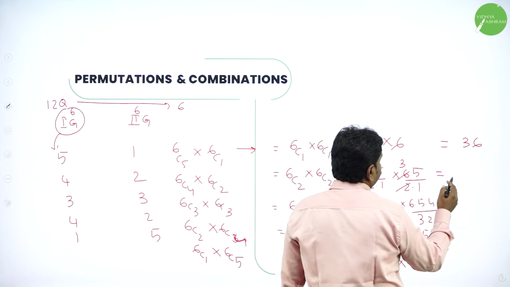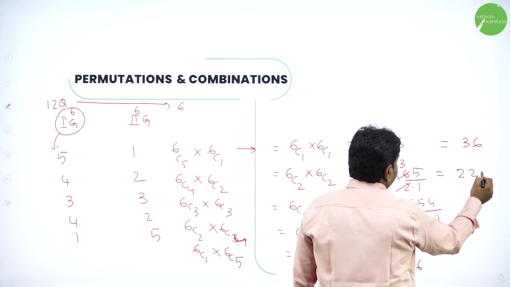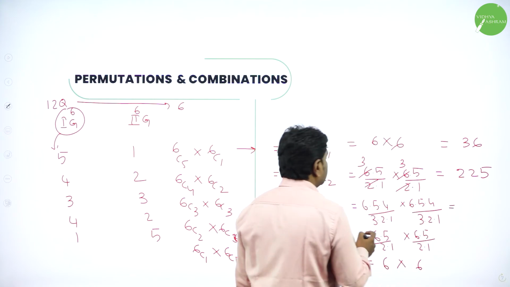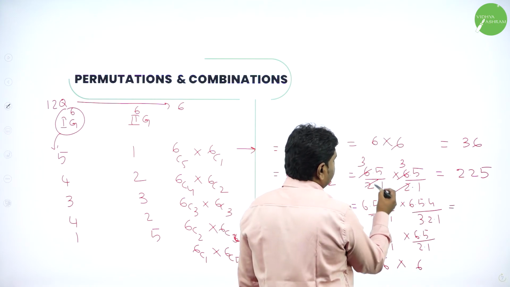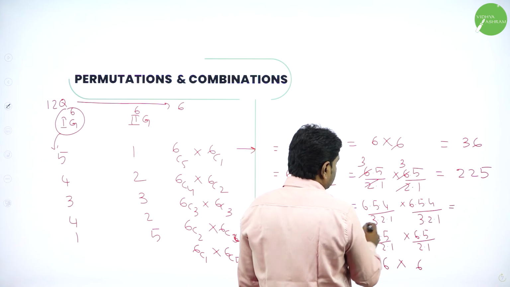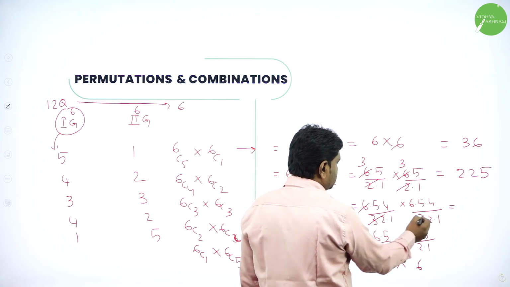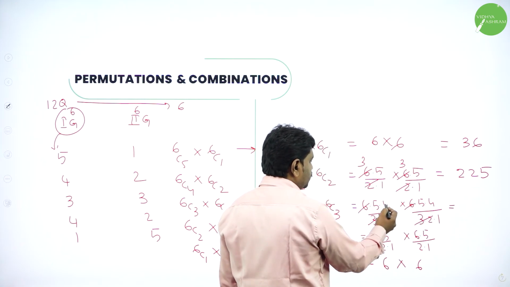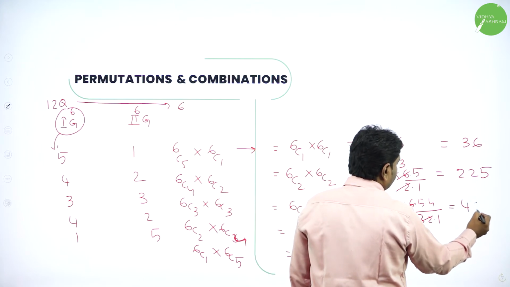25 into 9, 225. You can cancel 2 1s are 2, 2 3s are 6. We are left with 15 and 15. Then here 3 2s are 6 and 6 cancels, 5 4s are 20, 20 into 20, 400.